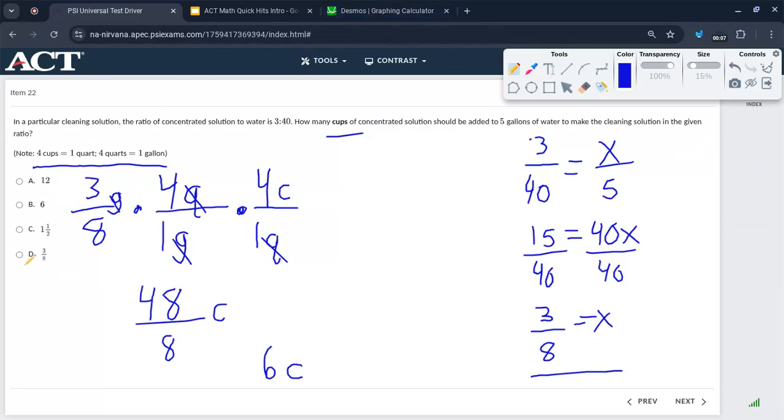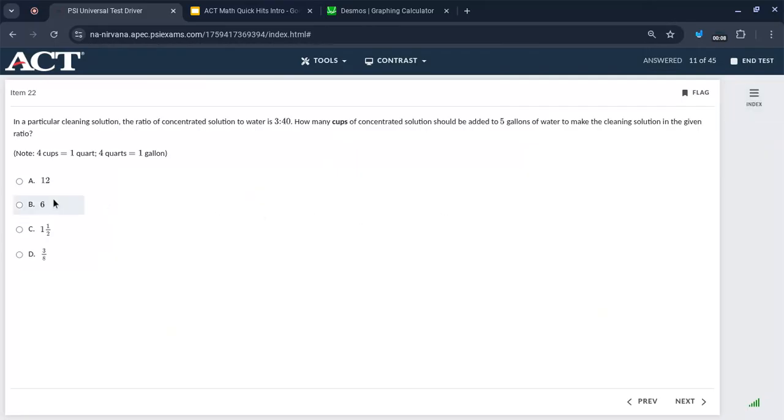But if you notice, answer choice D is that 3/8 that we found over here. So that's another instance of the ACT trying to trick you. You found one part of it, and they put that in the answer choice, even though you needed to continue going further with that. So our answer was 6 cups. Let's get rid of this and click 6 cups, and now we're ready to move on.